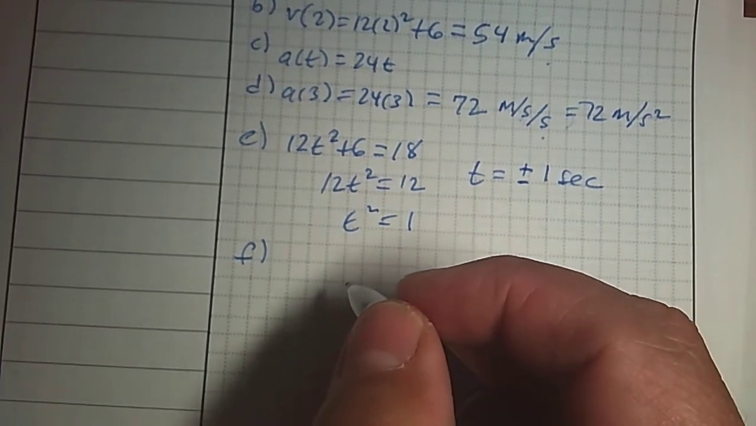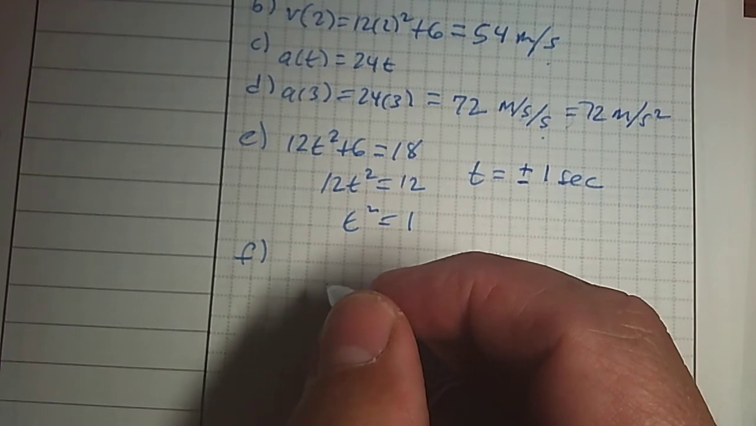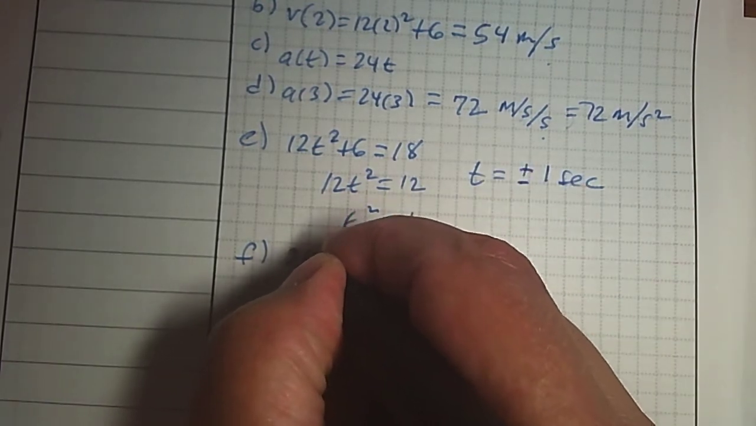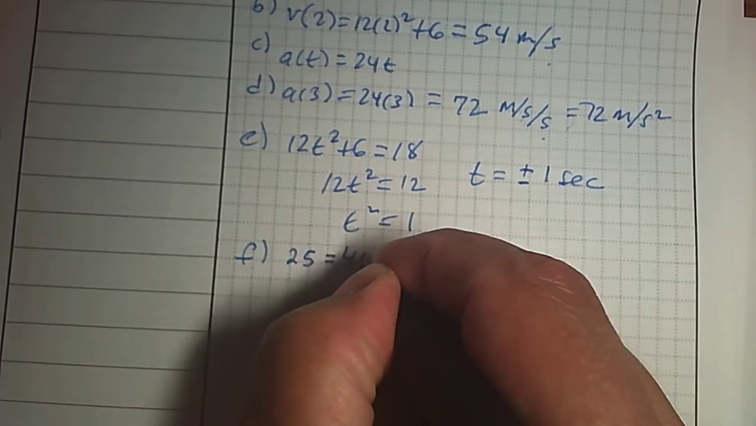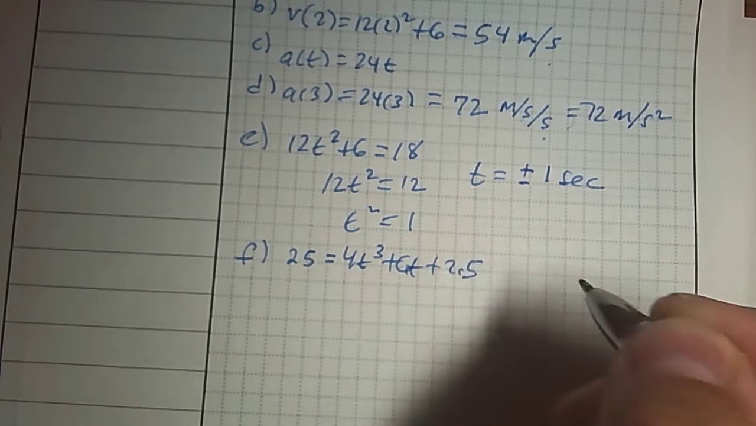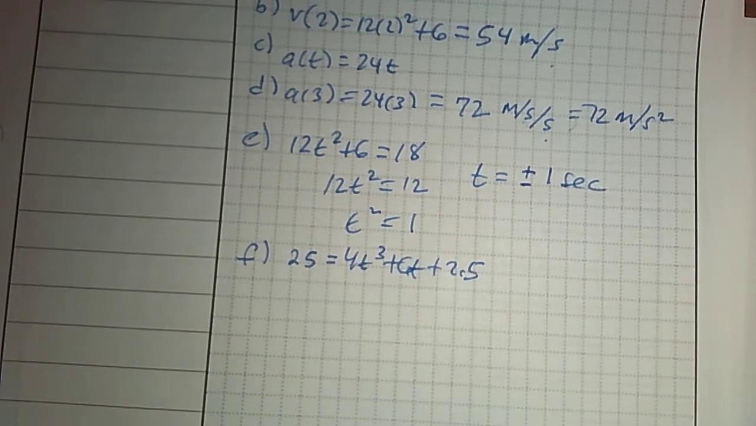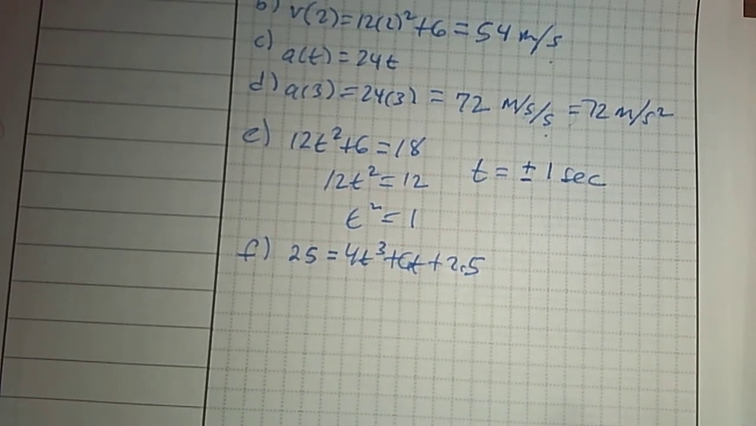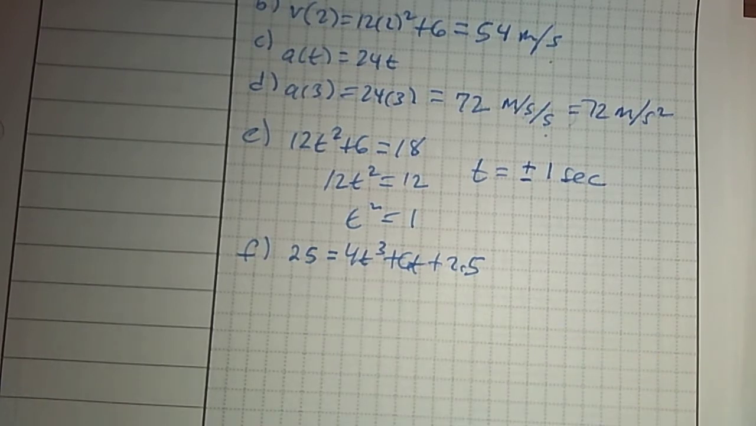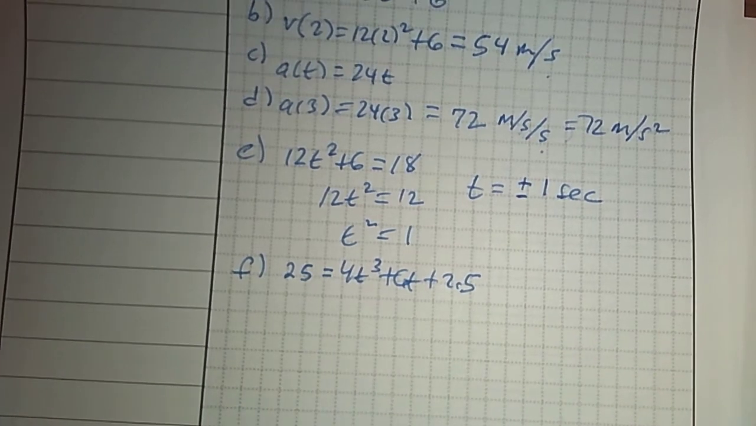So again, when the position of the particle is 25, then we make the position equal to that. To solve this, I'm actually going to use my calculator. So hopefully you have this calculator. If not, you can just follow along.